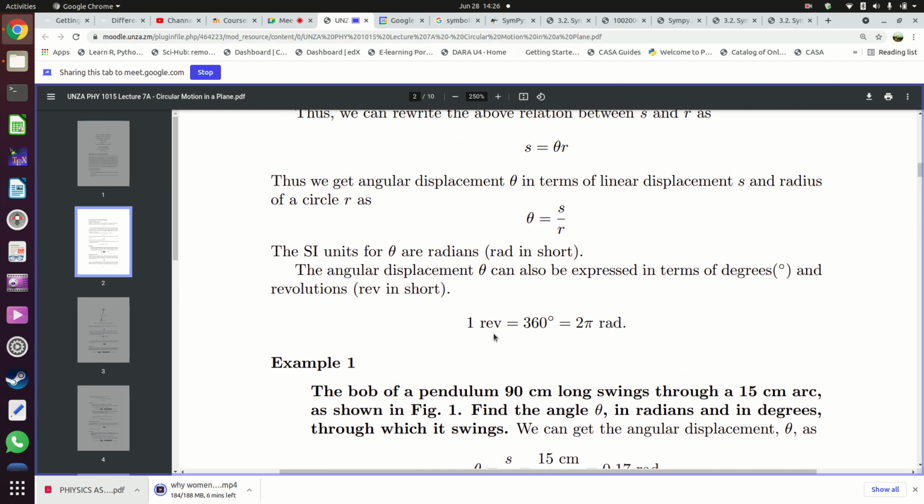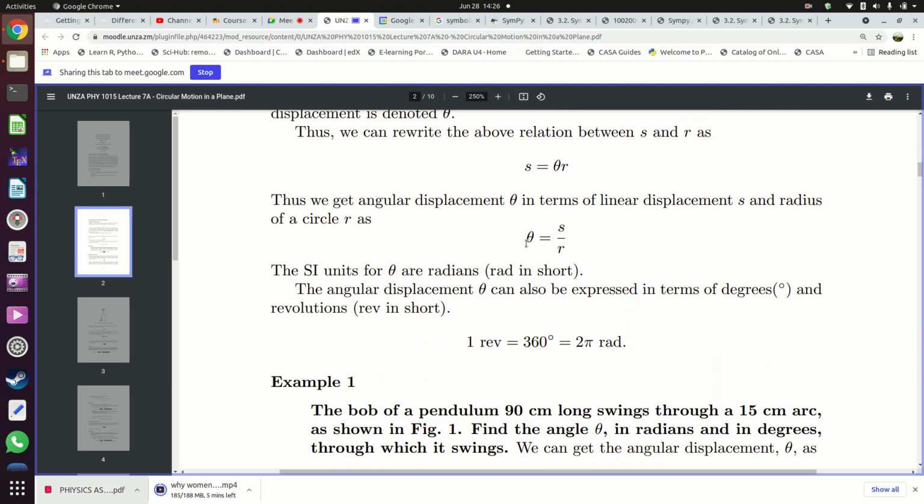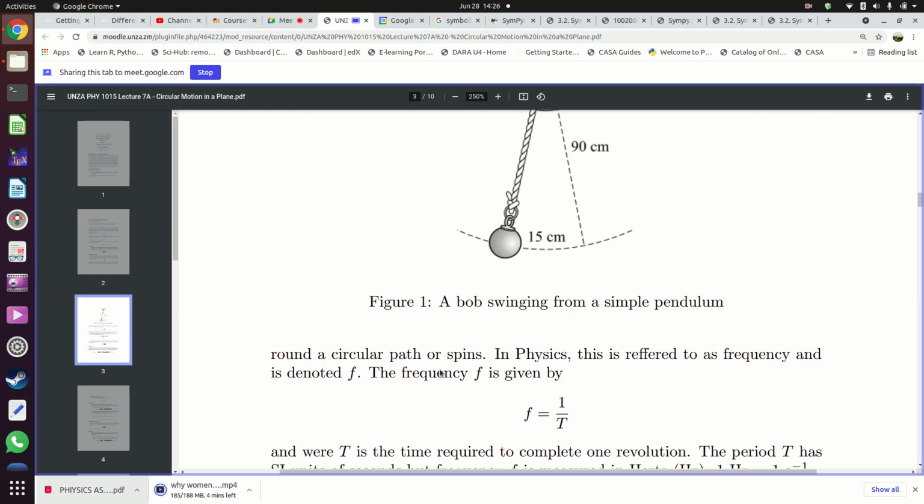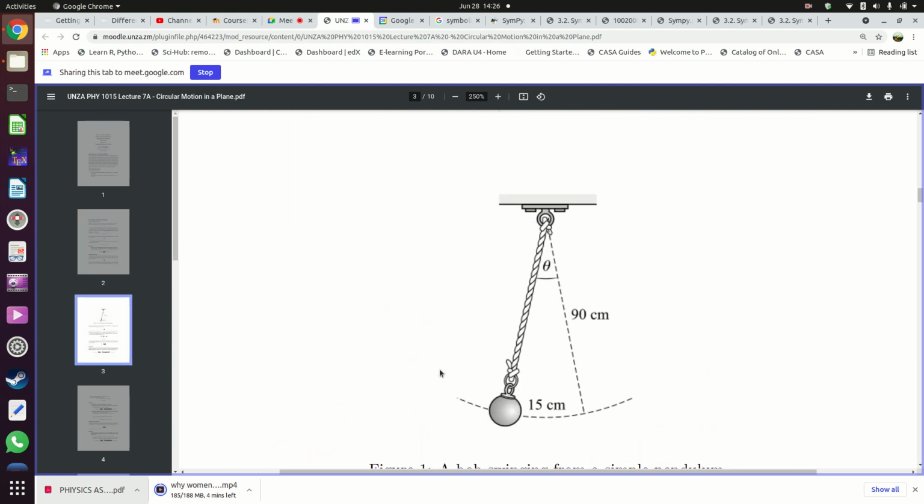So, for example, we want to find the angular displacement. Here we have an example of a bob. This is a bob swinging from a pendulum. So the length of the pendulum is 90 centimeters. Here, the length of this string is 90 centimeters, and this happens to be the radius because this bob, as you can see here, is moving in a circular path. This is part of a circle.